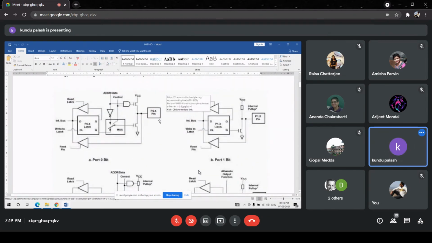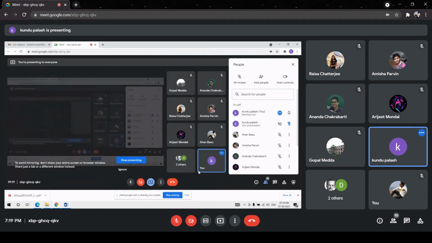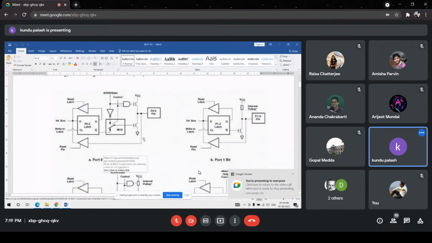For example, if we discuss the P0 port, there are 8 circuits inside it. All are associated with the port 0. Now, what will happen? We can see there is a mux. So, mux will be operated internally by the microprocessor. This configuration is called the totem pole configuration with a MOS transistor. One is pulled up, another is pulled down.